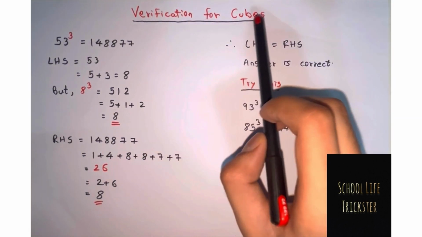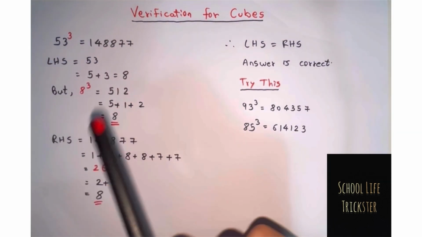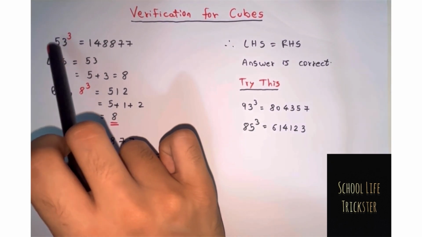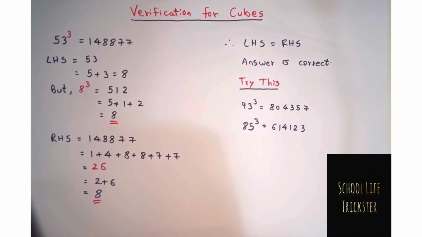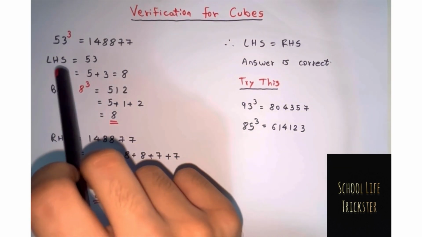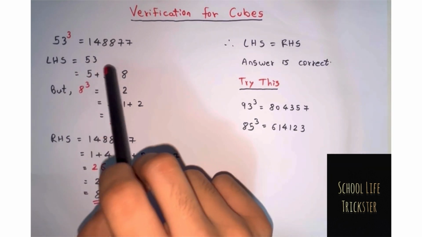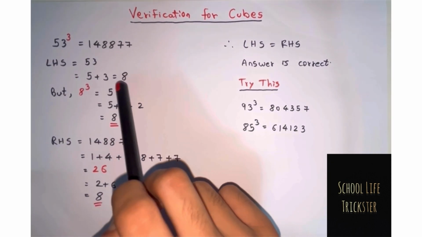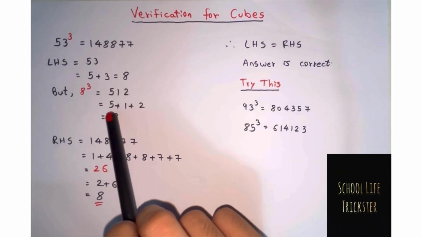Now verification of cubes. How to verify whether the cube root is correct or not? Over here, the left hand side is 53 cubed and the right hand side answer is 148877. Now how to verify this? The LHS is 53, so add 5 and 3, that is 8. Now 8 cubed is 512. Add the digits of 512, that is 5 plus 1 plus 2.